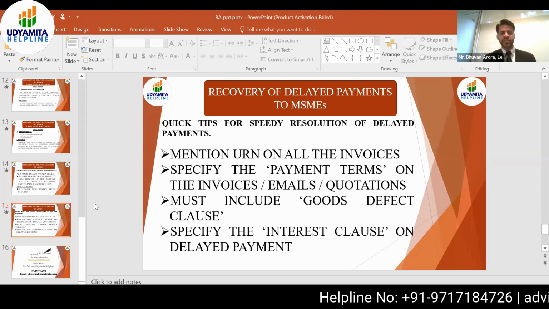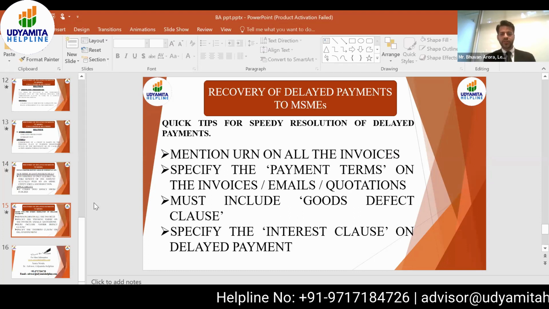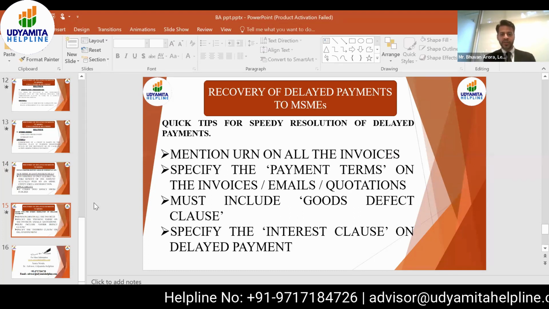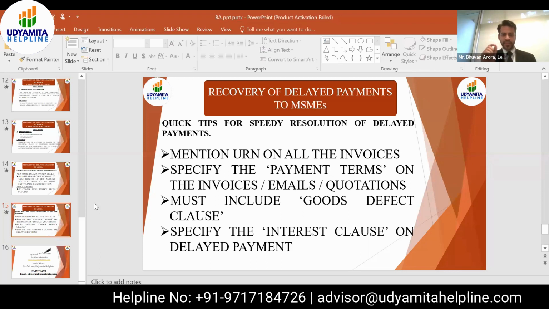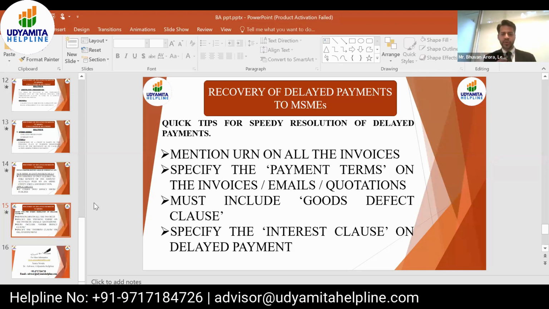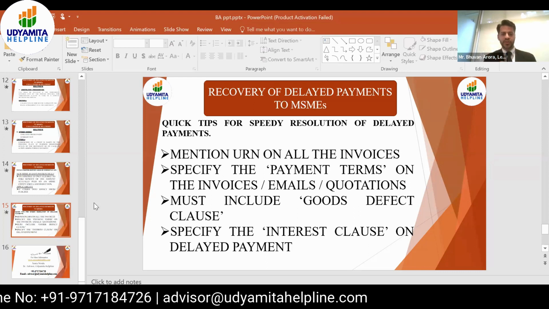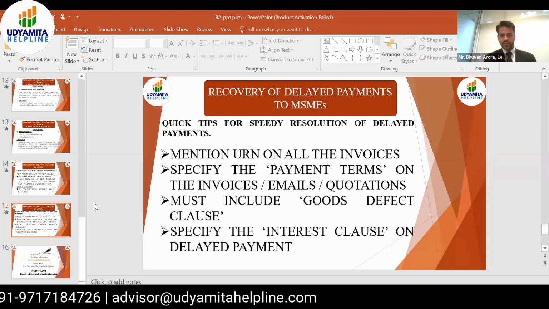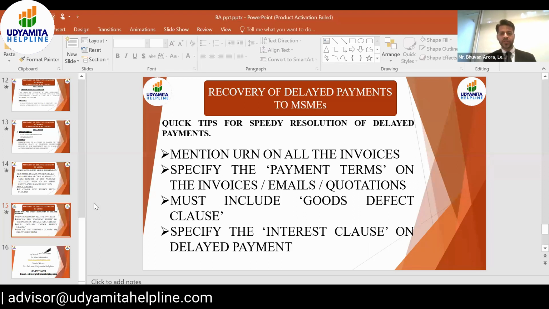We must mention URN on all the invoices. Wherever we are mentioning our GST numbers, just below that or wherever it is suiting you, please mention the URN number, so that the buyer comes to know as soon as he receives the invoice that I am a registered MSME. Also, at the bottom, specify the payment terms.